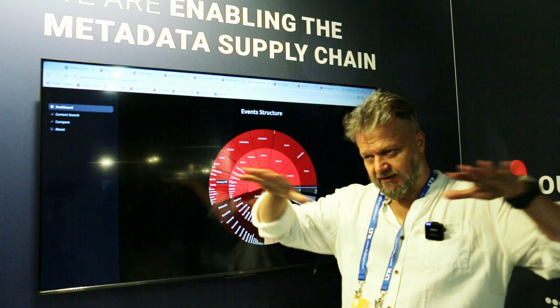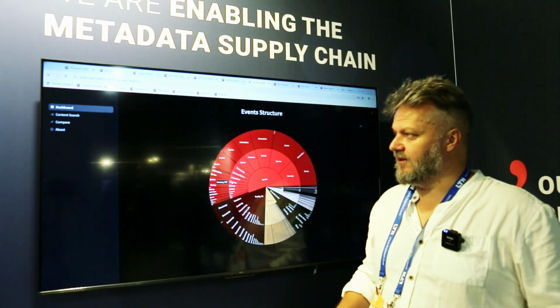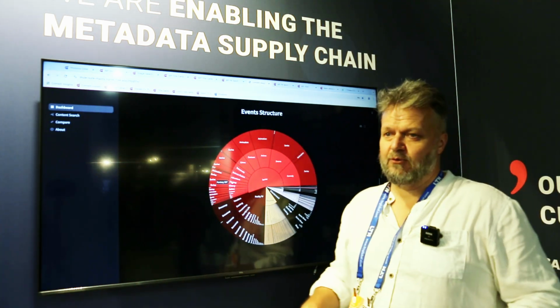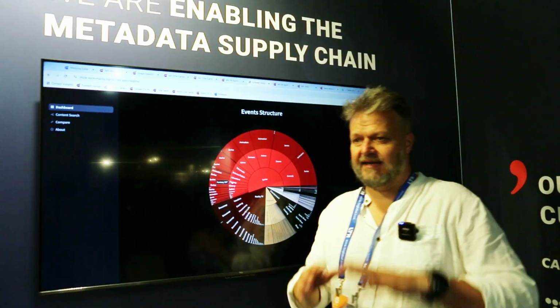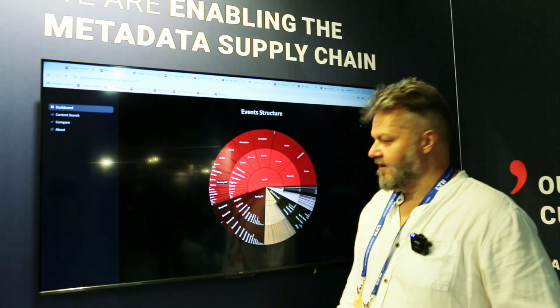So this is the platform that we would like to make into an analytics platform for metadata in Europe and maybe later on in the whole world. That's all I think.